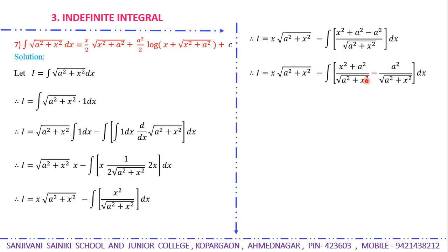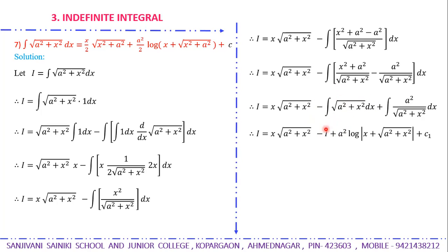First simplify this: x square plus a square upon root a square plus x square, and you will get root a square plus x square only. And here, a square upon root a square plus x square. A square is a constant, so we can take it outside the integral, and this is nothing but our original integral I, so we can put I here. 1 upon root a square plus x square, its integral is given by log of x plus root a square plus x square plus c1.